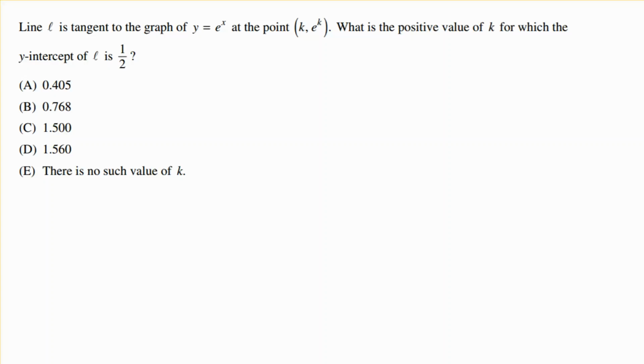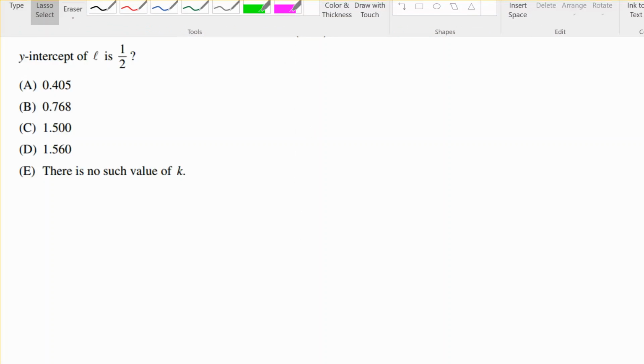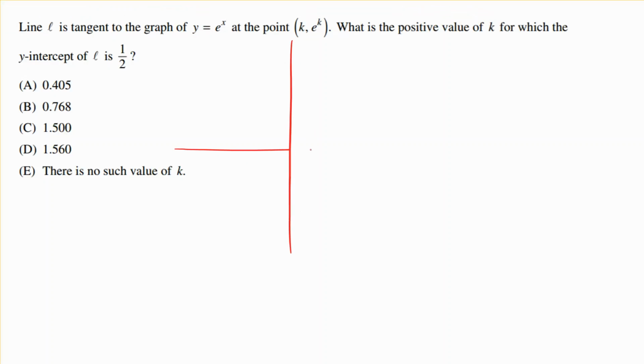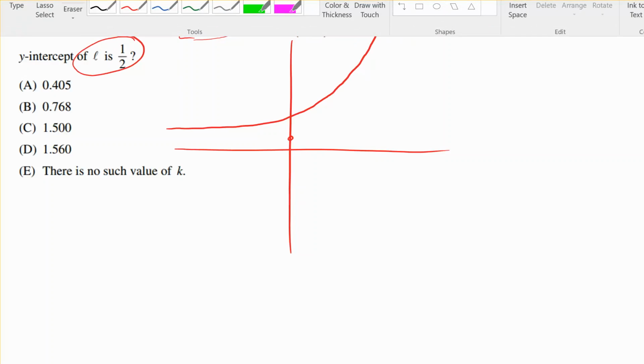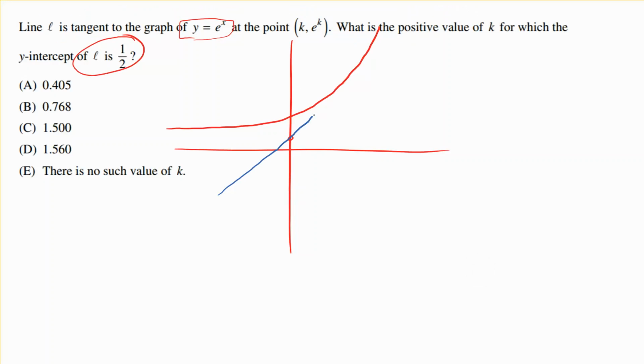All right, I'd probably start with a sketch. Y-intercept of L is 1/2. Y equals e to the x. So I've got this line L. Its y-intercept is 1/2, so it's got to look something like this. I guess that's a point. K comma e to the k is a point. That looks good. So line L is a tangent line.